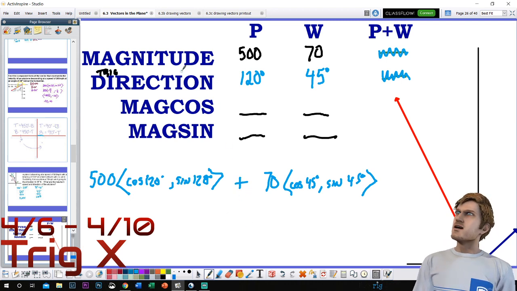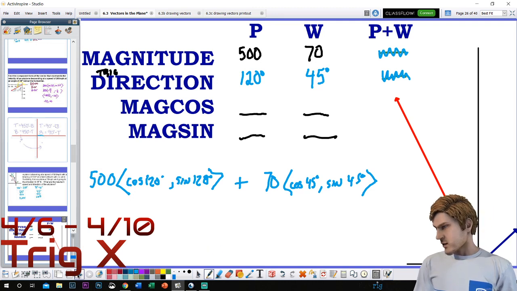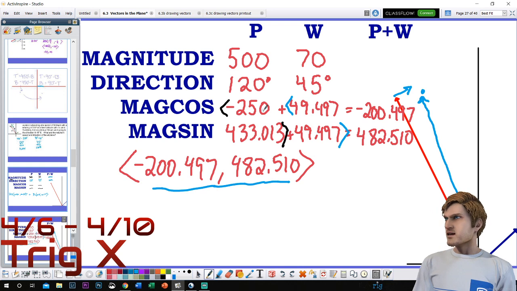Now a lot of people find it really helpful to do this cool chart. So on my calculator, I'm going to do 500 times the cosine of 120. That's what mag cos means, magnitude times the cosine. Now I'm going to take 500 times the sine of 120, that's what mag sine is, and put it in this blank. Same thing here, 70 cosine 45 goes there, 70 sine of 45 goes there. And I did all that on my calculator and got these numbers.